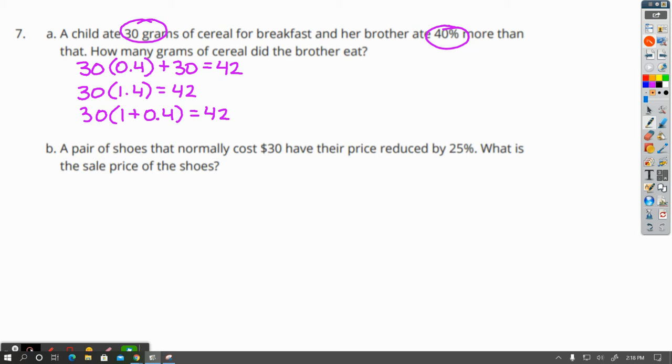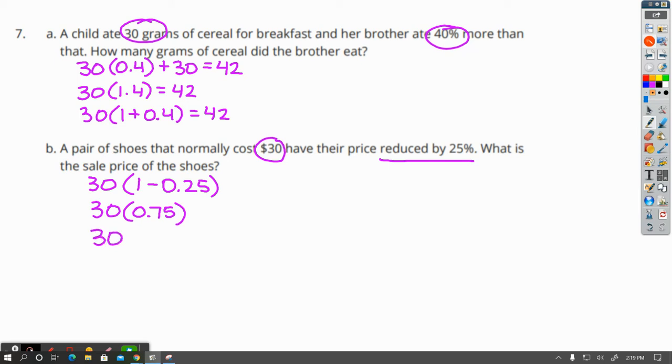Part B is a pair of shoes that normally cost $30 and they're reduced by 25%. So instead of adding that percent to 1, we would take it away. So it would be 30 times 1 minus 25%, or 30 times 0.75. Or it could be 30 minus 30 times 0.25. And all of those give you 22.50.